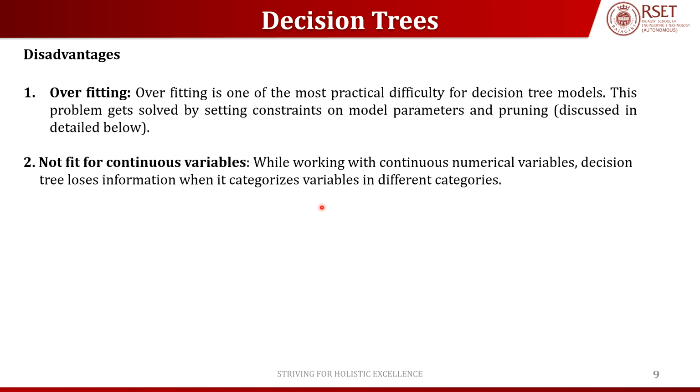And next one, it is not the best for continuous variables. Decision trees can struggle a bit with continuous numerical data. When they split such variables, they break them into intervals like greater than 5 or less than or equal to 5, which may cause loss of detailed information. Unlike some other models like linear regression, they don't directly use the continuous nature of the variable in its full form.